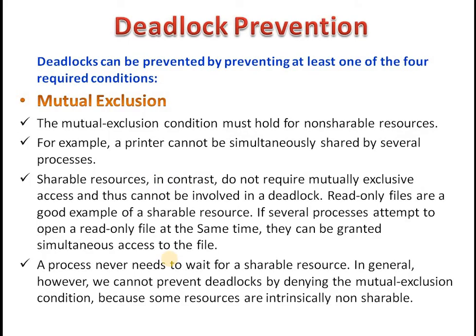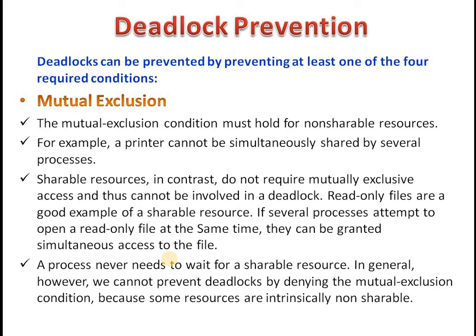Today we are going to discuss in detail deadlock prevention. How to prevent the deadlock. The direct methods of deadlock prevention are the four conditions, which we already saw in the previous lecture, but in short, today we are going to discuss the details of deadlock prevention. The first condition is mutual exclusion.